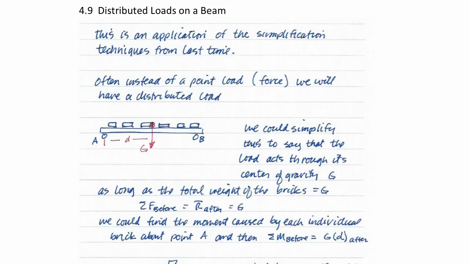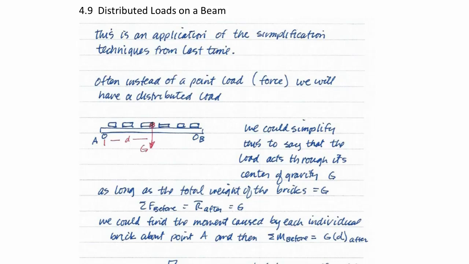What we're doing here is an application of the simplification techniques that we have been using. Instead of having distributed loads, we're going to model them as point loads. So let's look at this load of bricks on this board. You could expect that there's maybe some weight associated with the beam and that there will be some effect at A and B. A and B are the mounting points, or the supports.